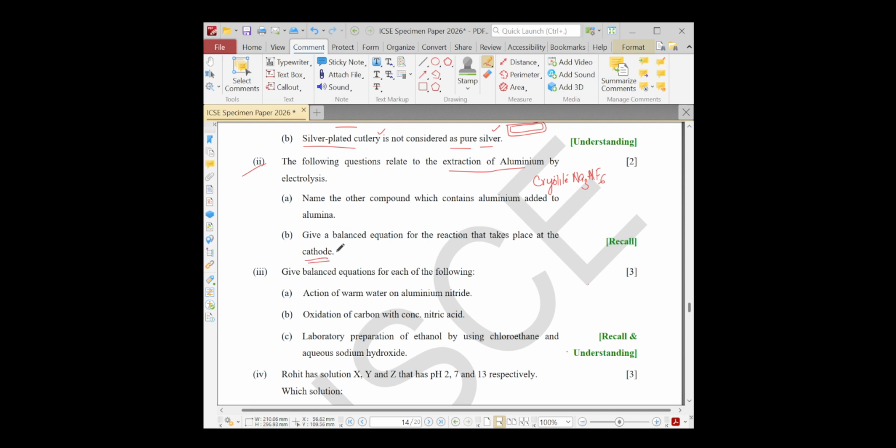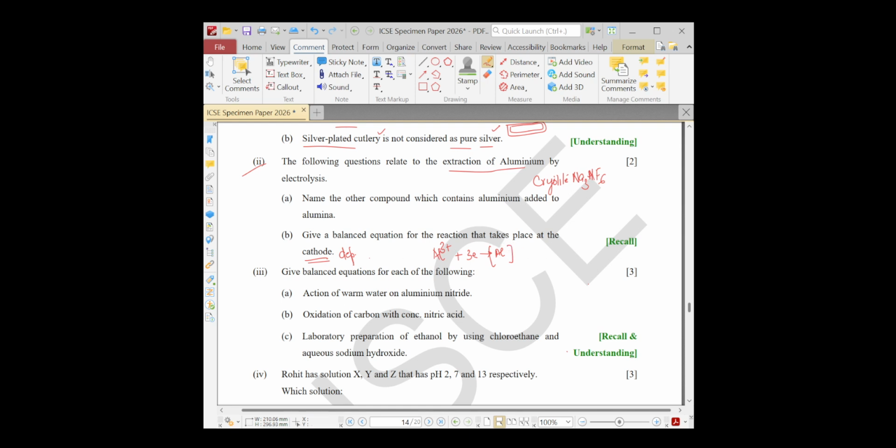It says give a balanced reaction that takes place at cathode. So what is happening at cathode? Deposition takes place. All the aluminium ions, the aluminium cations, combine with electrons and you get aluminium metal. The aluminium ions are getting deposited.